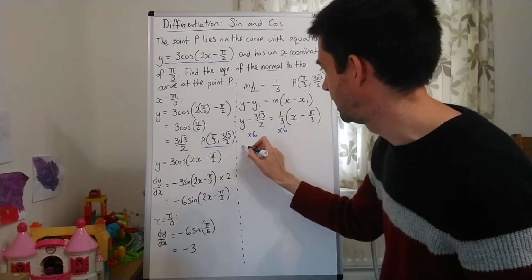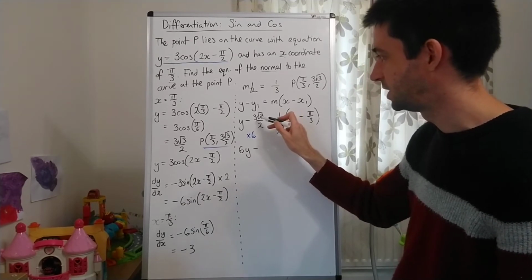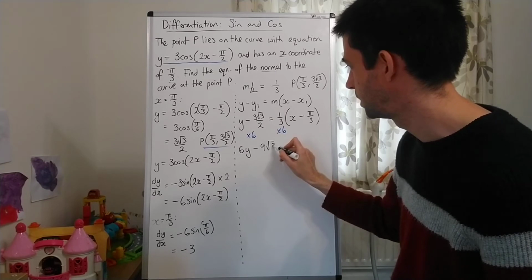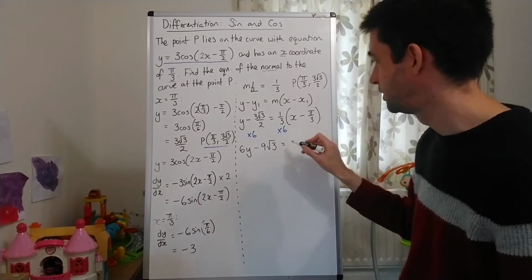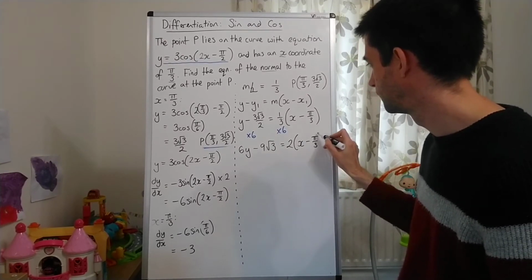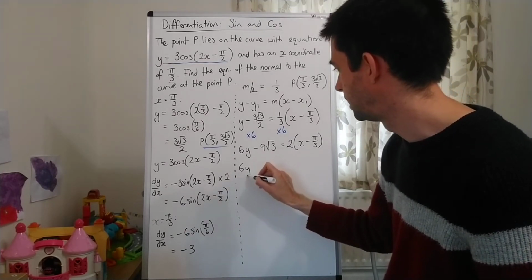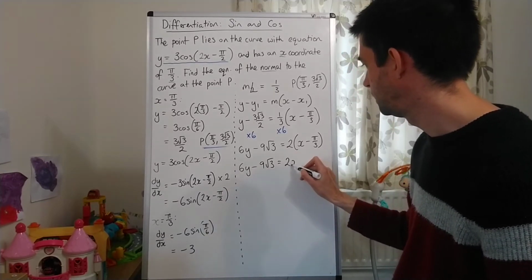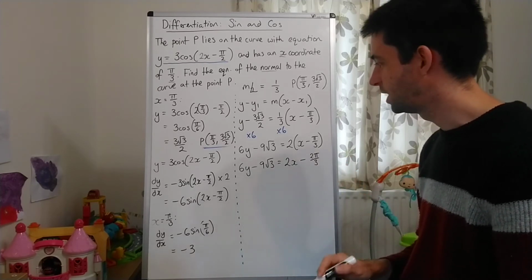So multiplying by 6, I'm going to have 6y minus, now if I multiply this by 6, I'm going to have 18 over 2, so I'm going to have 9 root 3. And if I multiply the right hand side by 6, 1/3 times 6, I'm going to have 2, and then the bracket. Expand that out, so 6y minus 9 root 3 equals 2x minus 2 pi over 3.